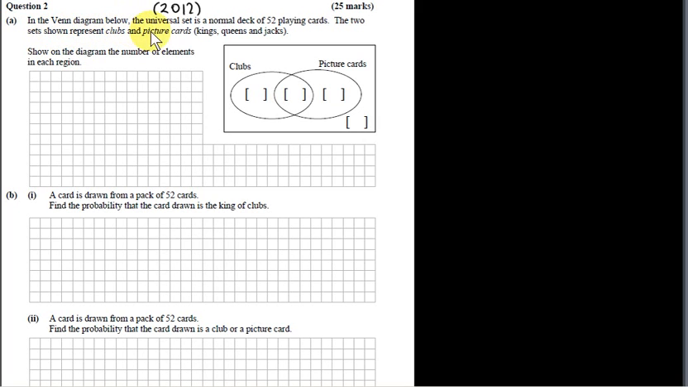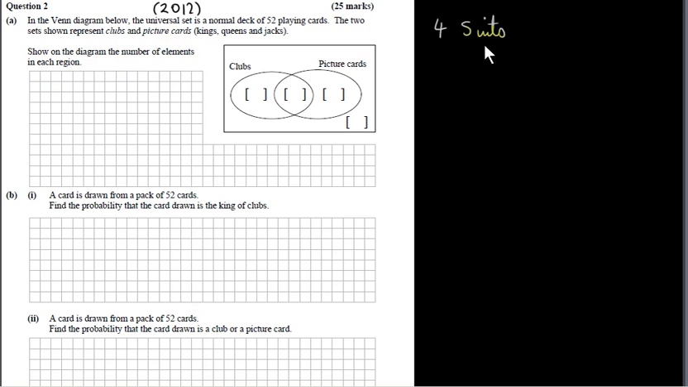In the Venn diagram below, the universal set is a normal deck of 52 playing cards. The two sets shown represent clubs and picture cards. Picture cards are kings, queens and jacks. Show on the diagram the number of elements in each region.